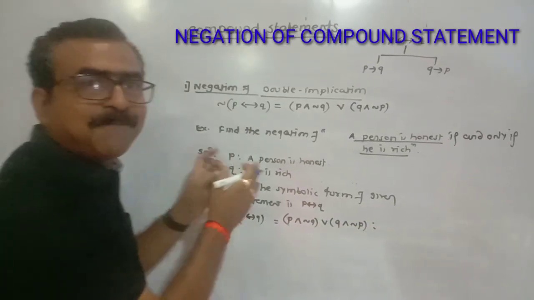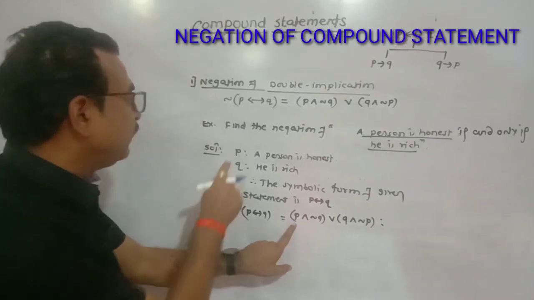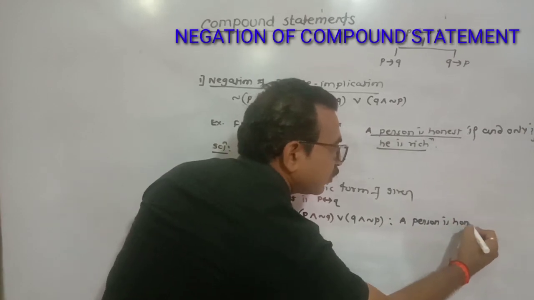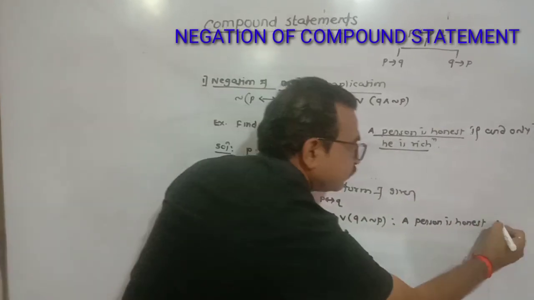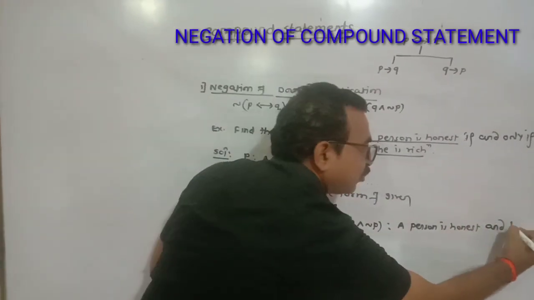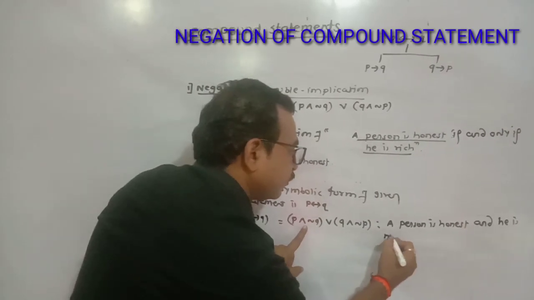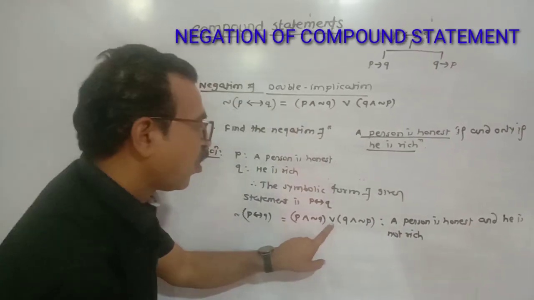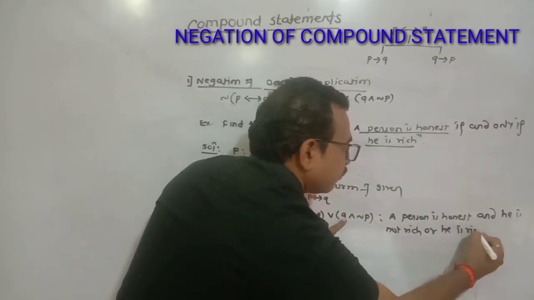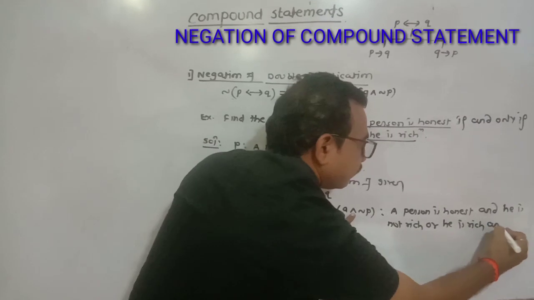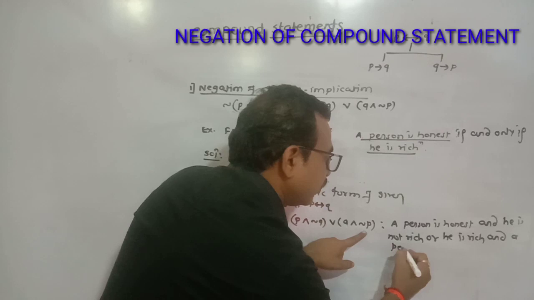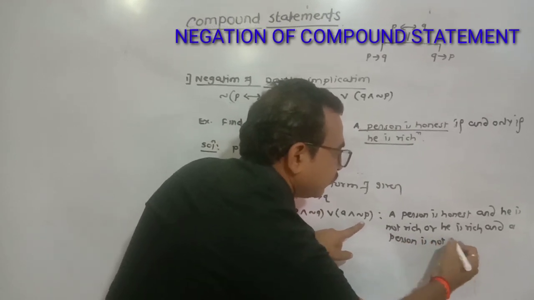Okay. So the verbal form of the negation becomes: P means a person is honest, and negation Q. Negation Q means he is not rich, or Q. Q means he is rich, and negation P, a person is not honest.